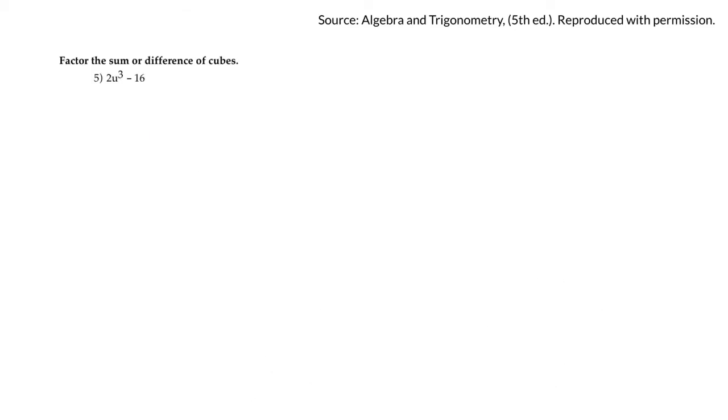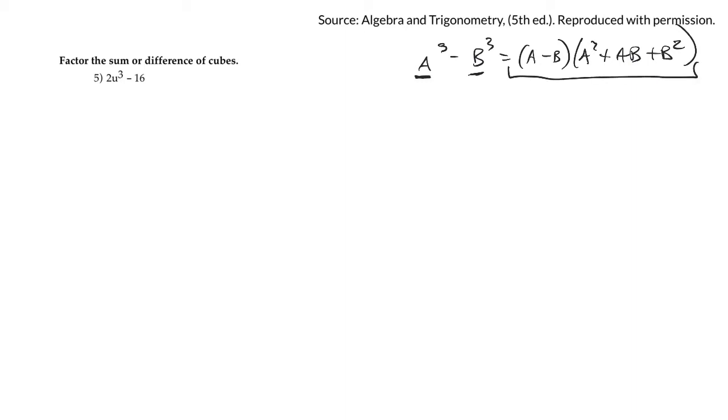Okay, question 5, it asks you to use the sum or difference of cubes to factor this. First thing before you use the sum or difference of cubes, and that rule looks like this: a cubed minus b cubed is equal to a minus b times a squared plus ab plus b squared. So if I have 2 things that are cubed, I can factor it into that form.